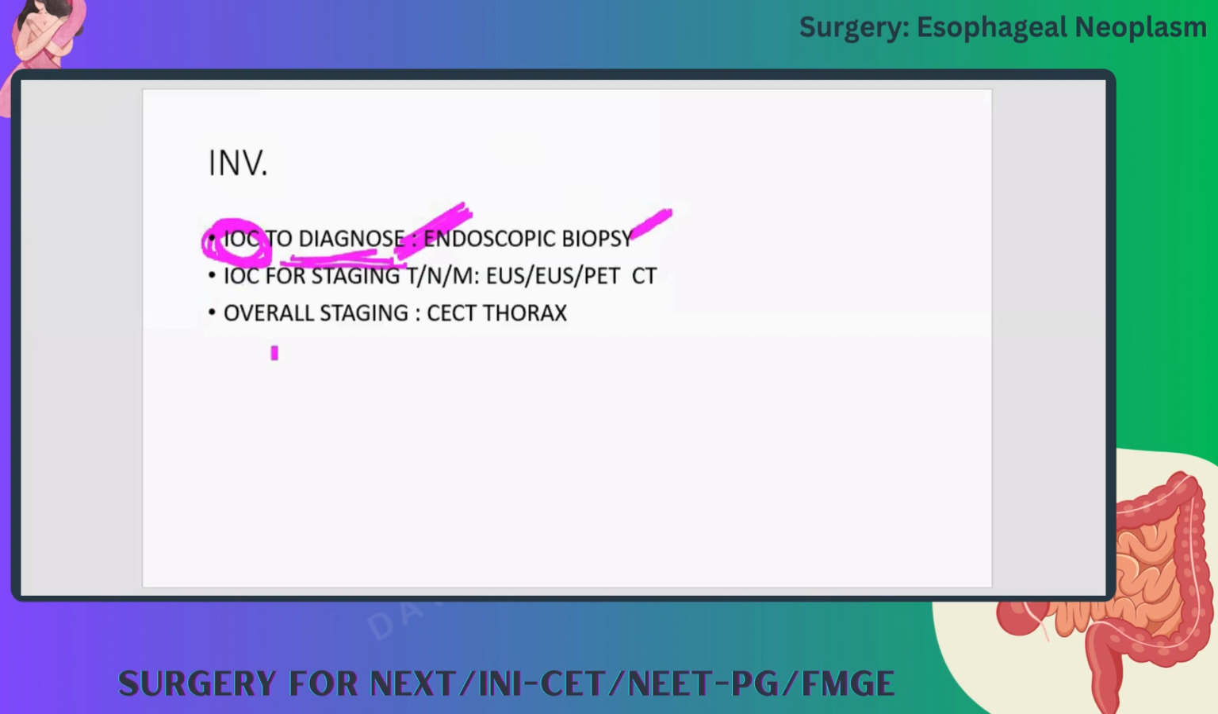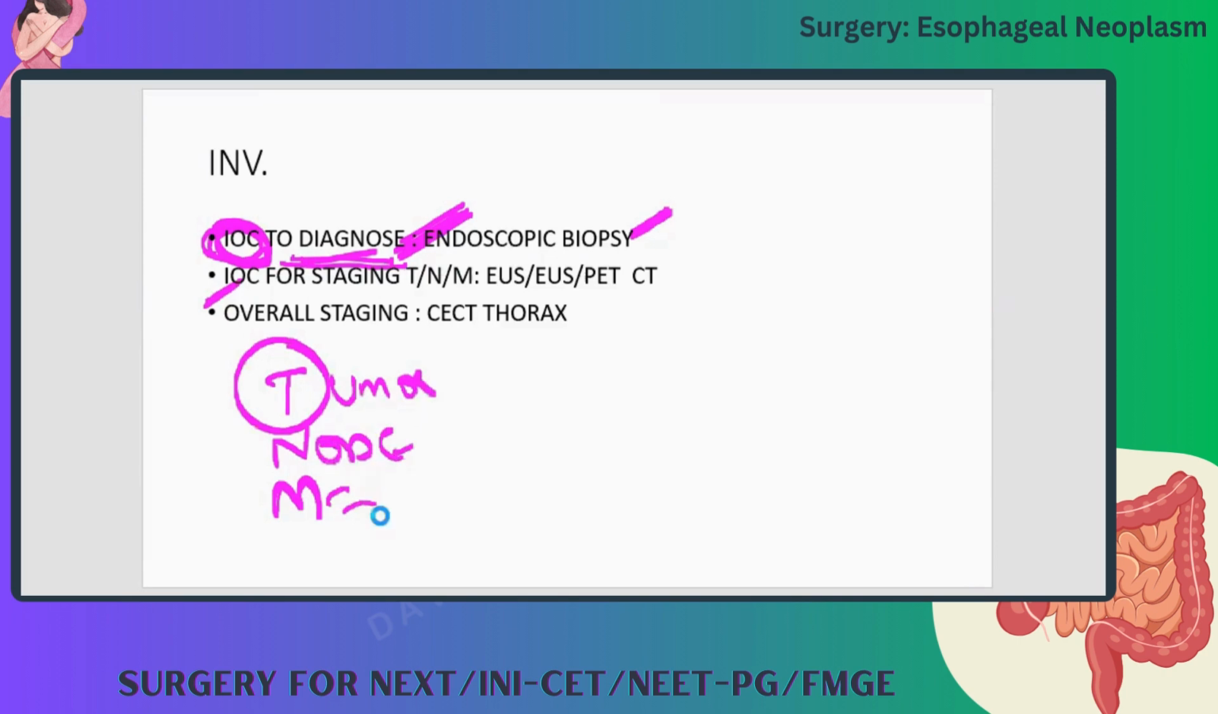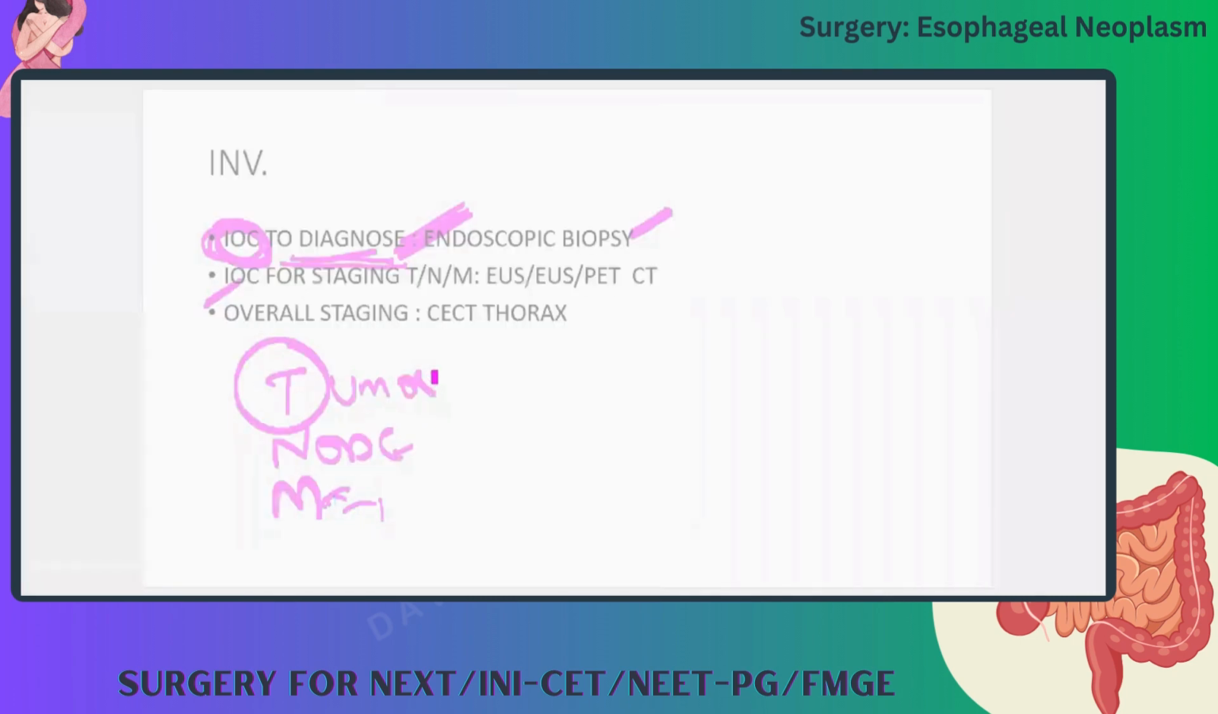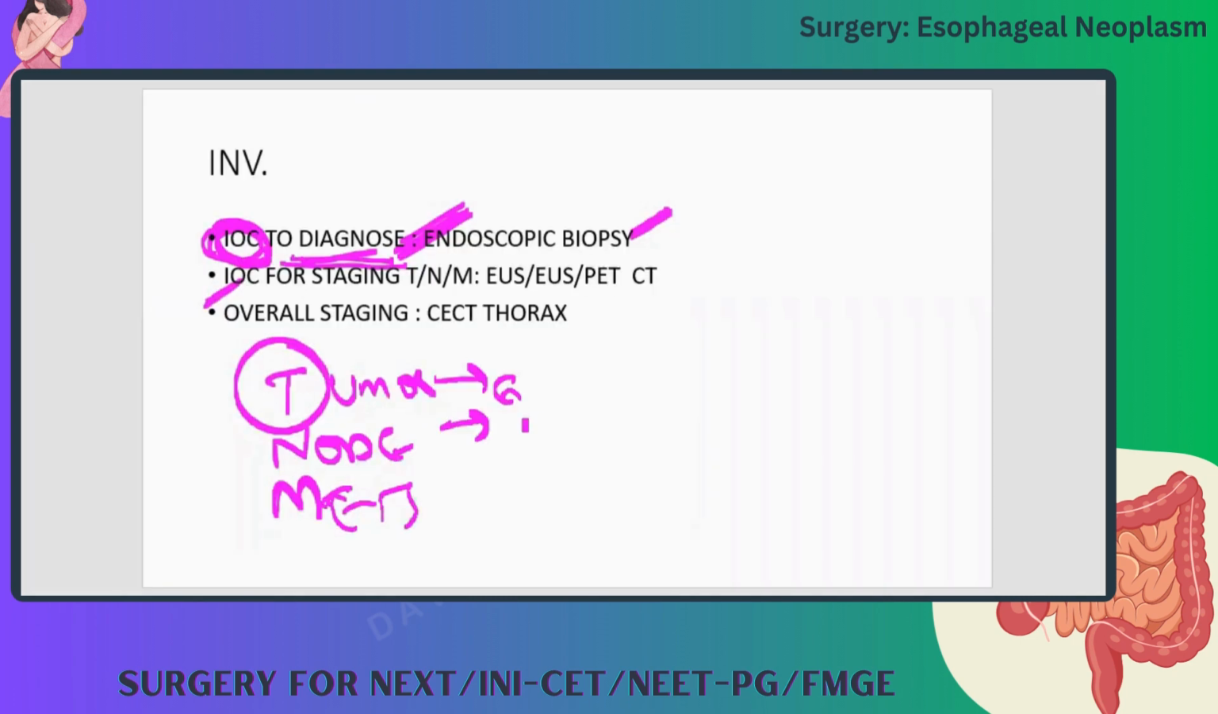For staging, there is T, N and M. What is T? T is tumor. What is N? N is node. M is metastasis, mets. So for T and N, it is endoscopic ultrasound. You just put an ultrasound and you can know the depth of the spread. So for T and N, the endoscopic ultrasound is enough. But for M staging, for metastatic staging, you need to do a PET CT.